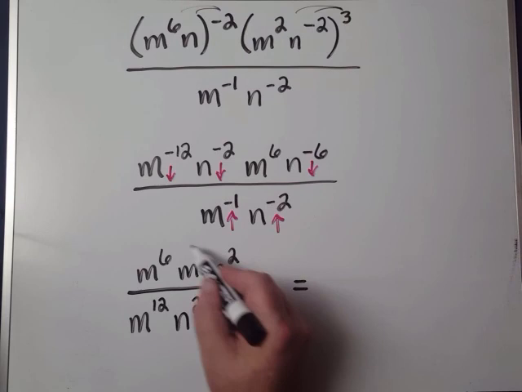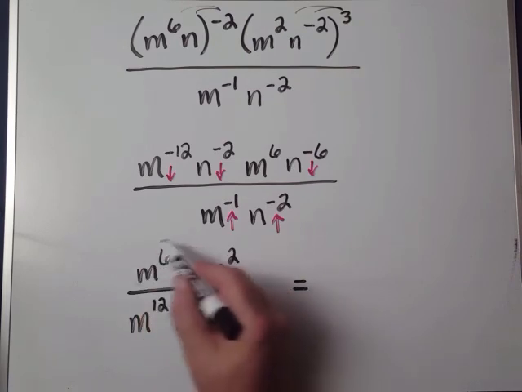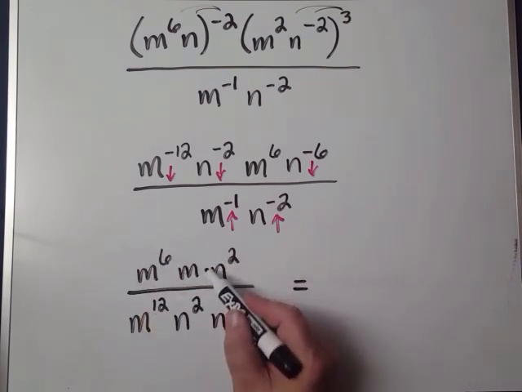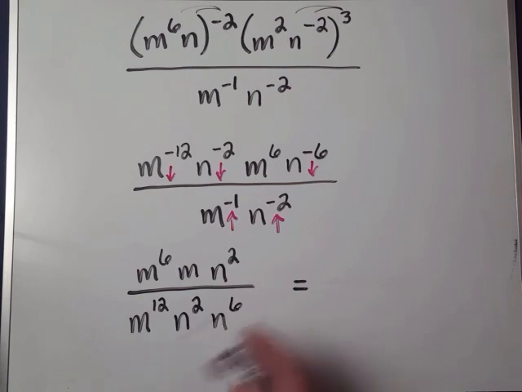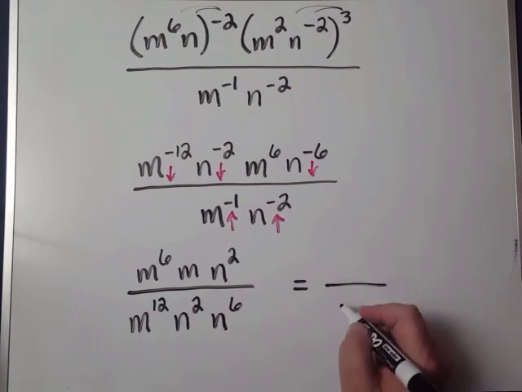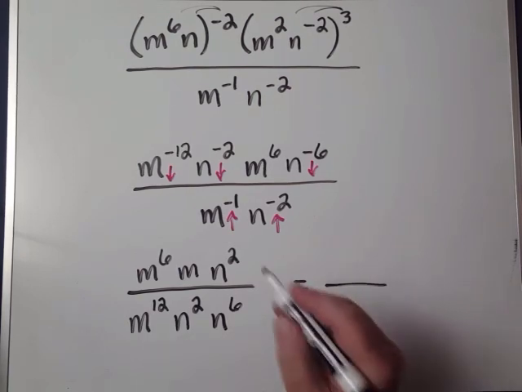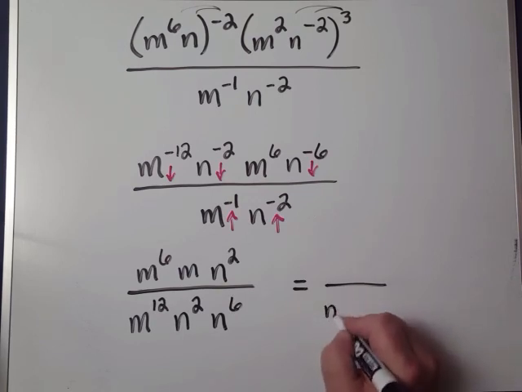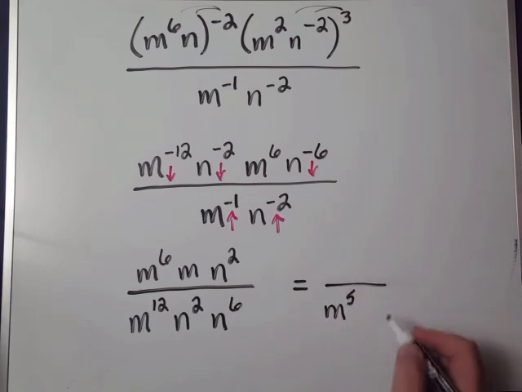We have what? 7 m's in the top and 12 in the bottom. How many are left and where when you're done canceling? 7 in the top, 12 in the bottom leaves 5 factors of m in that denominator.